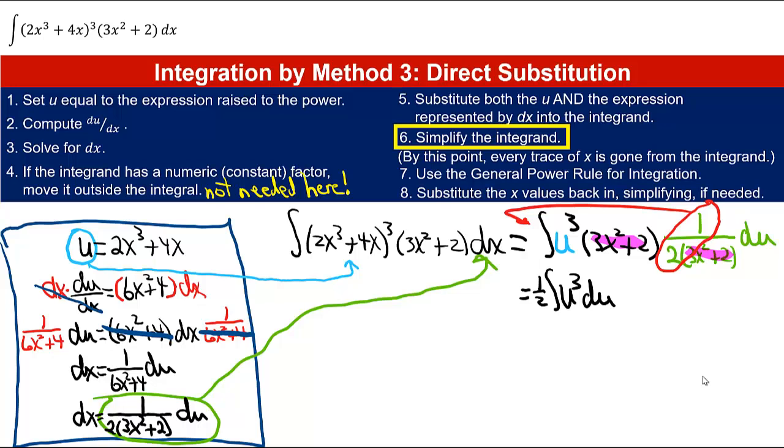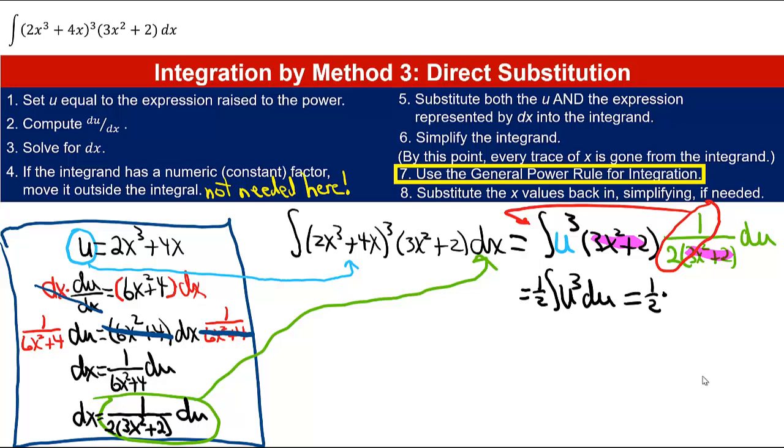Now, because by now you've gotten rid of all the x's, there are no x's, there are no dx's, that allows you to go to the general power rule and integrate it, because we've got the integral of u to the power. Also, at this point, don't forget the 1/2 that's out front. It's just sitting there right now, but it is still there. So go ahead and write that down, and then apply the general power rule for integration.